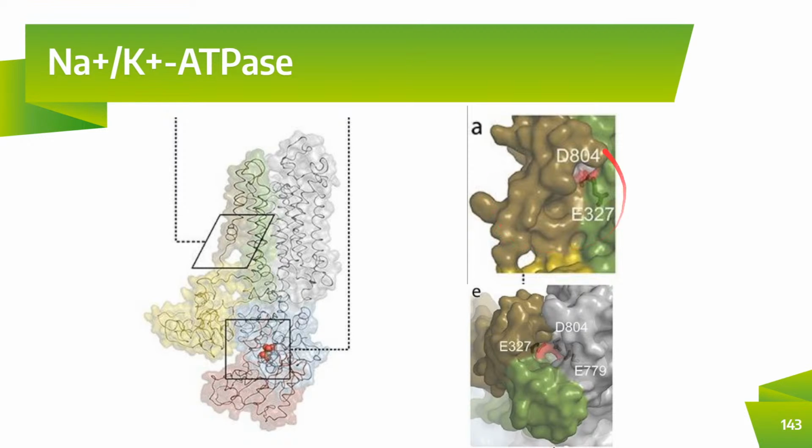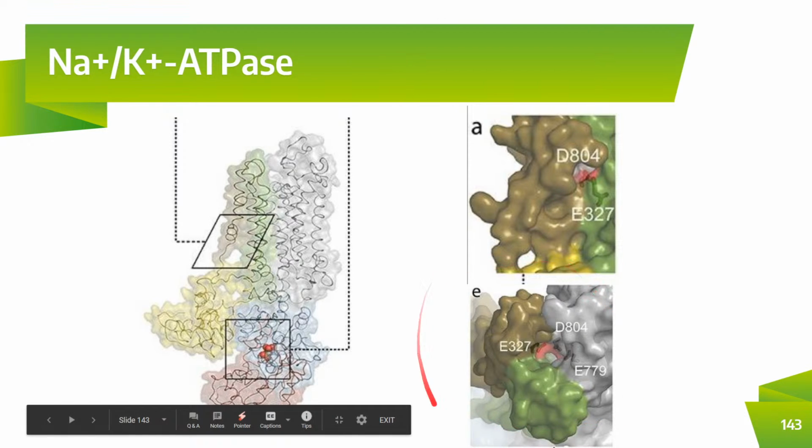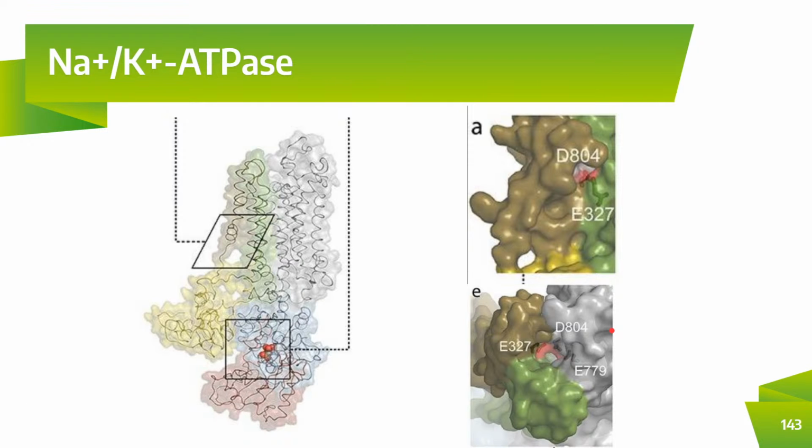So A is before hydrolysis of ATP, right? You can see it's kind of closed up. So the highlighted amino acids and the tunnel to the outside are kind of closed up. But if you look at E after hydrolysis, you can see it's basically open and the sodium is able to escape.